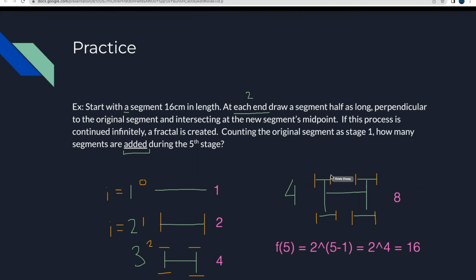You can even check that here. Like this is the 4th stage, and you can just add 1, 2, 3, 4, 5, 6, 7, 8, 9, 10, 11, 12, 13, 14, 15, 16. Now that'd be if you use method 1 from the earlier slide, just draw it out, which is perfectly fine too.